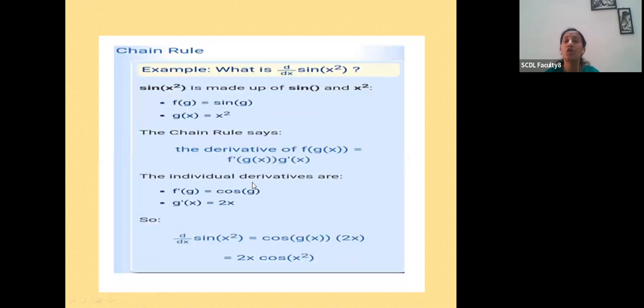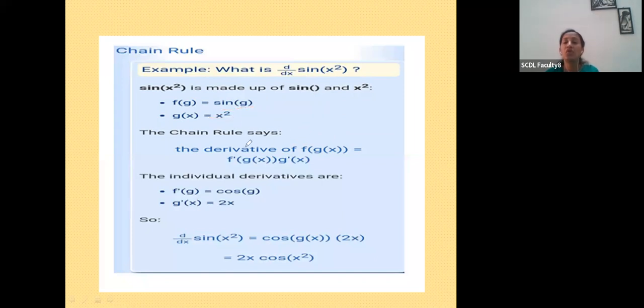Now we will go with the chain rule. What is d by dx of sin x square? Here in this there are 2 terms mentioned: first is the sin and second is the x square. It means you have to use the chain rule. In that chain rule, f is nothing but sin, and g of x is nothing but x square. So f of g is nothing but sin of g.